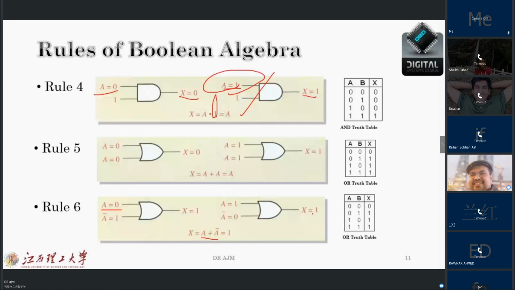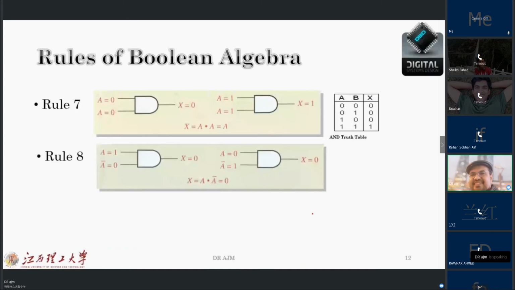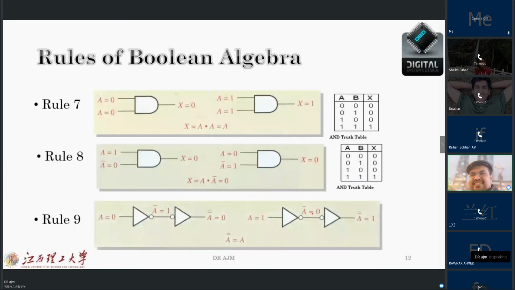Rule number 7. That is, A dot A, we expect it becomes A. Again, dot is AND. If I assume A is 0, 0 and 0 is 0. If I assume it is 1, 1 and 1 is 1. Then it's exactly the value of A.